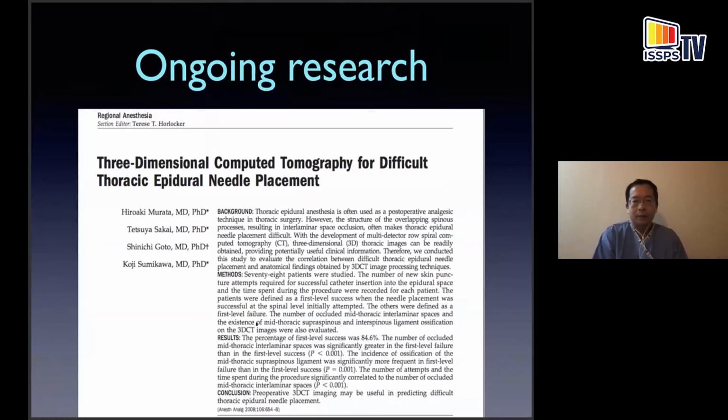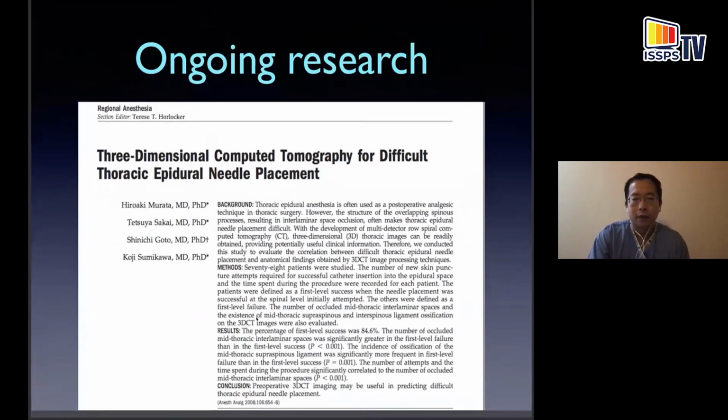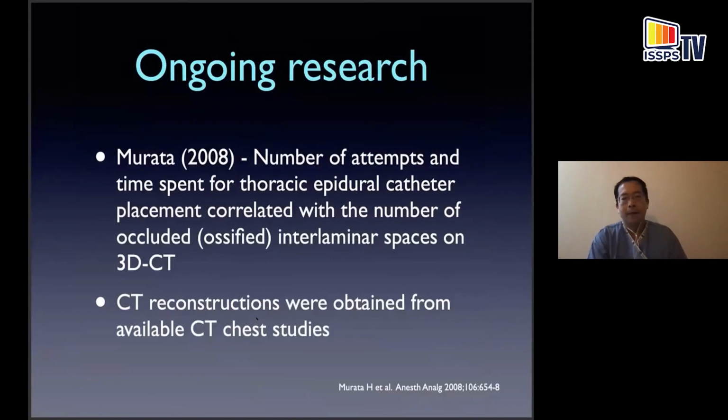So there's been some work performed about doing 3D computed tomography, CT scans essentially, for difficult thoracic epidural needle placement. And they show that the number of attempts would increase as the interlaminar spaces were occluded. But you can get CT reconstructions readily available from prior CT scan studies if you have access to the hospital records. And I would advise you to make use of those when you're doing your pre-procedural planning.